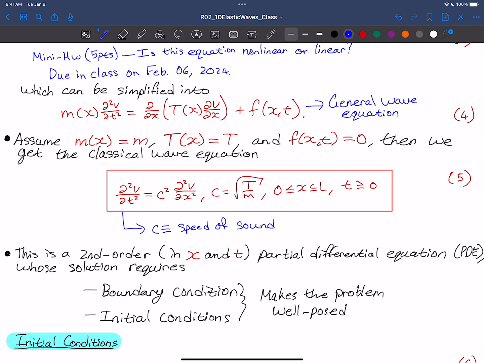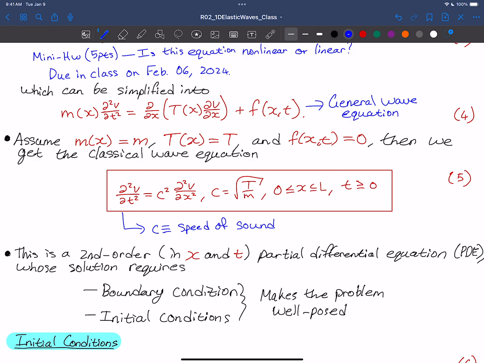So it is the speed at which a wave, an acoustic wave, or in this case an elastic wave, will propagate down the string in either direction. Okay, so equation 5 is a second order partial differential equation that has derivatives in both x and t, and its solution requires both boundary conditions and initial conditions. You have to have both boundary conditions, which tell you what's going on at the boundaries of the problem.